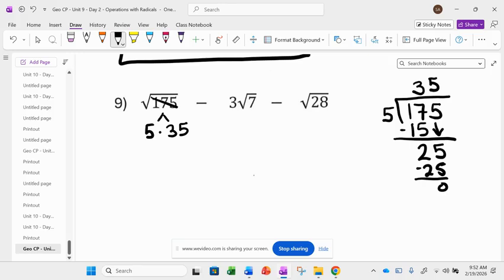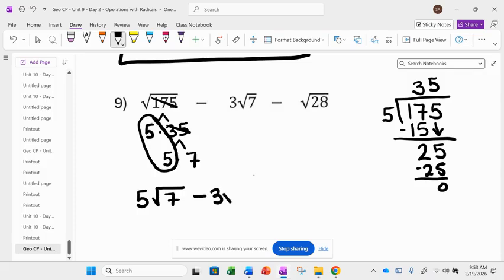Maya, what should I do now? Excellent. I can break down the 35. And when I break down the 35, I'm going to get 5 times 7. Is it okay for me to circle the 5s from different branches? Absolutely, that's okay. Now, how many 5s am I writing on the outside? 1. And what's left on the inside? A 7. Perfect. So I have 5 root 7.